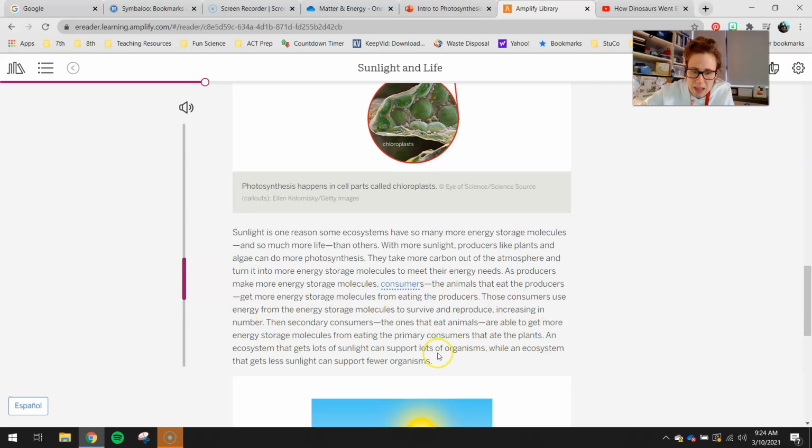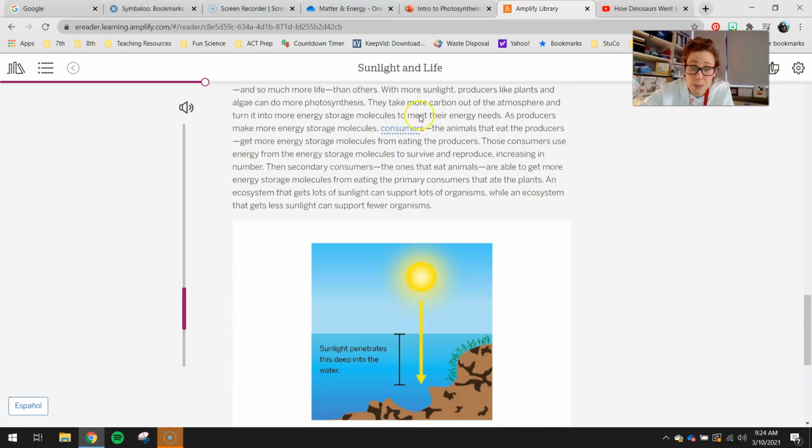Okay, so you guys kind of learned all about that in the last unit where we looked at a resource only, a consumer only, and organisms that are both resource and consumer. And then we learned that more energy storage molecules mean more reproduction for that organism and therefore a larger population number. An ecosystem that gets lots of sunlight can support lots of organisms, while an ecosystem that gets less sunlight can support fewer organisms. So really, think of the rainforest. It's closer to the equator, it gets a lot of sunlight. Therefore, we're going to have a lot more plants in there, and we're going to be able to sustain a lot more organisms that eat those plants.